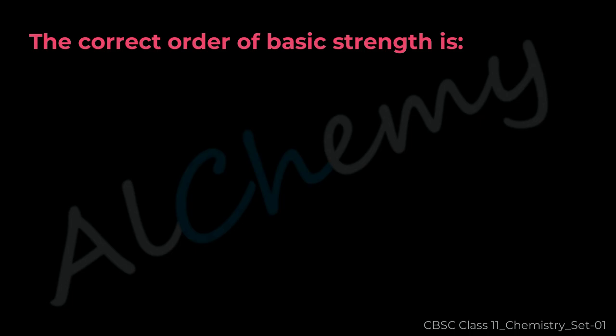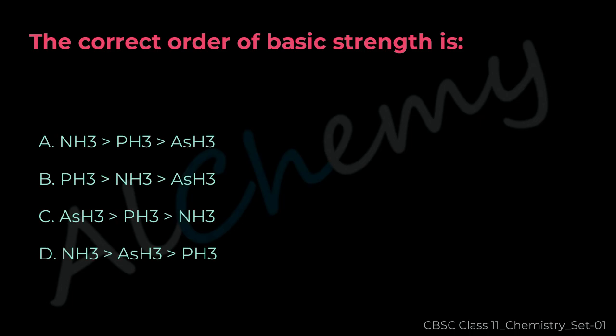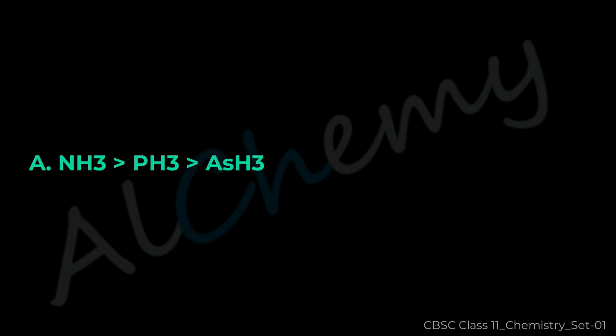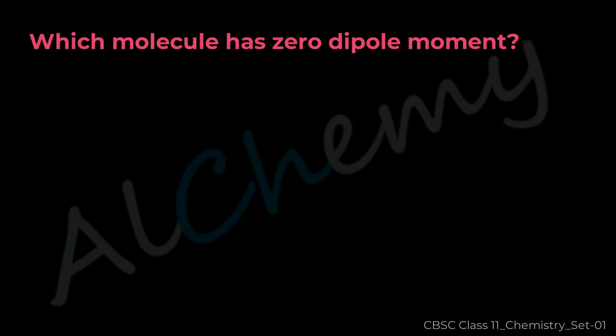Question 14. The correct order of basic strength is A. NH3 > PH3 > H3, B. PH3 > NH3 > H3, C. H3 > PH3 > NH3, D. NH3 > H3 > PH3. The correct answer is A. NH3 PH3 H3.